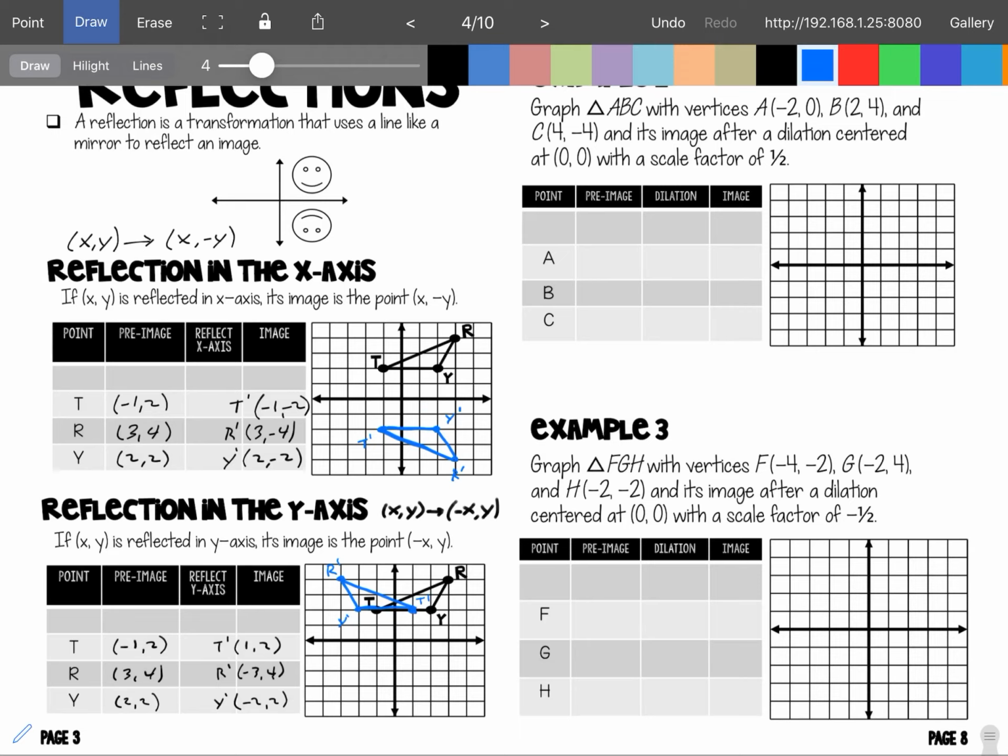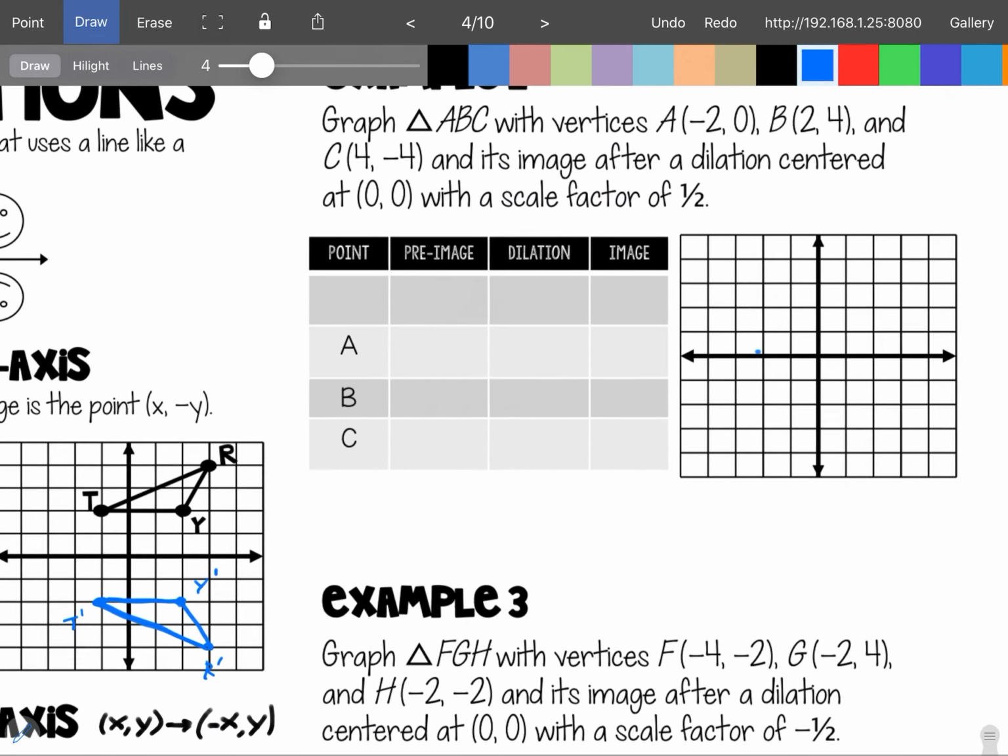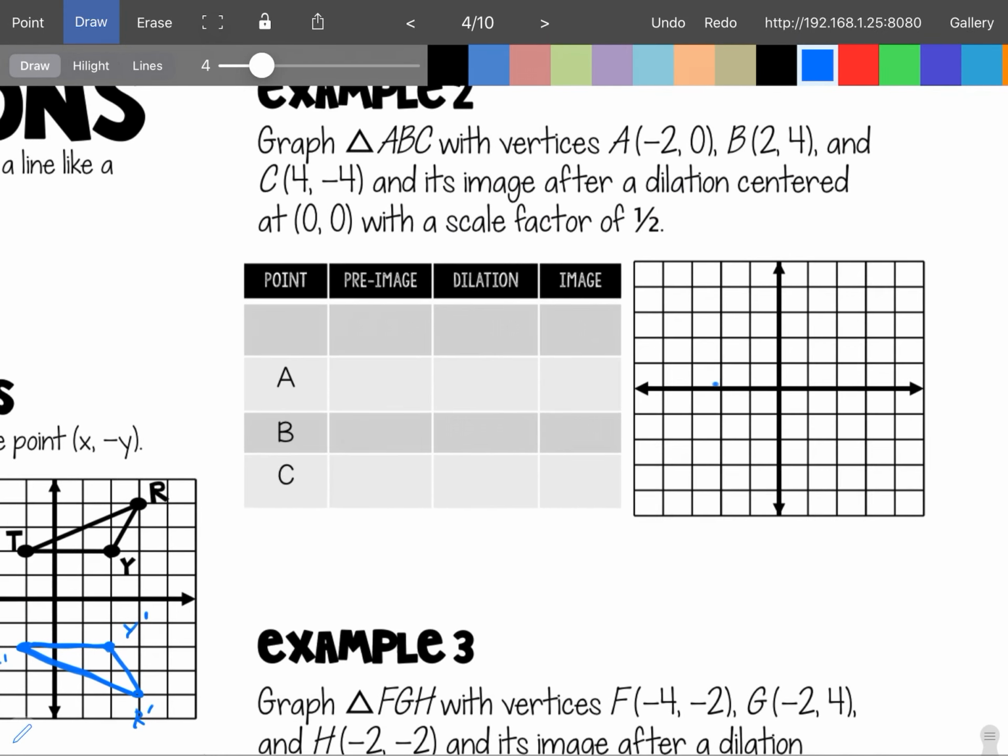So the 3 points we have are A is at -2, 0, which is right here. Actually, maybe I can zoom in a little bit on this. Okay, so A is at -2, 0, that's right here, 2 left. B is at 2 right, 4 up. And C is at 4 right, 4 down. So that's A, B, C.